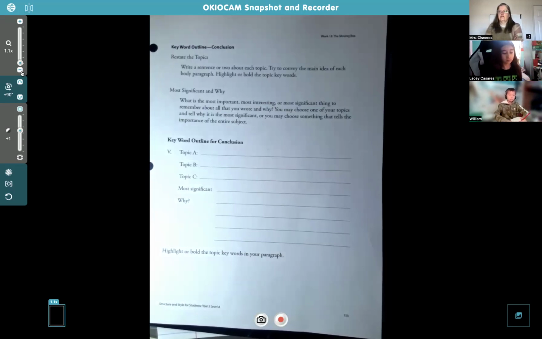Got it, Lacey? Okay, let me hear your sentence for topic A. The box is moving everywhere. Put a box, a literal box, or highlight the word everywhere, because that's basically what your first paragraph of your body paragraphs talks about: where they're going, the streets, the stores, everywhere. Did you put a box around that word?